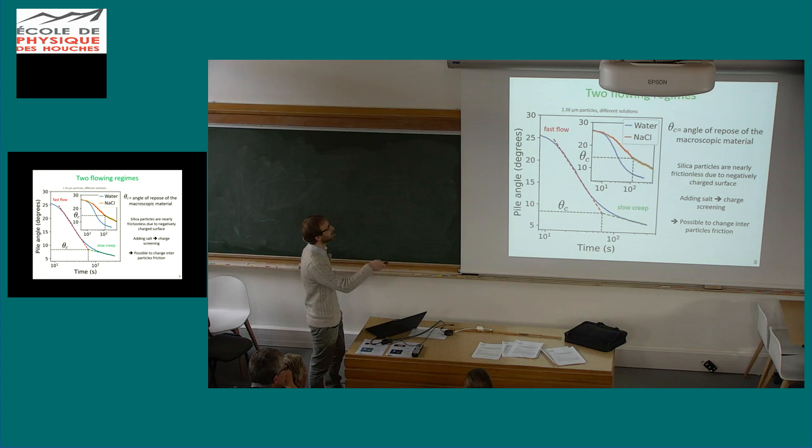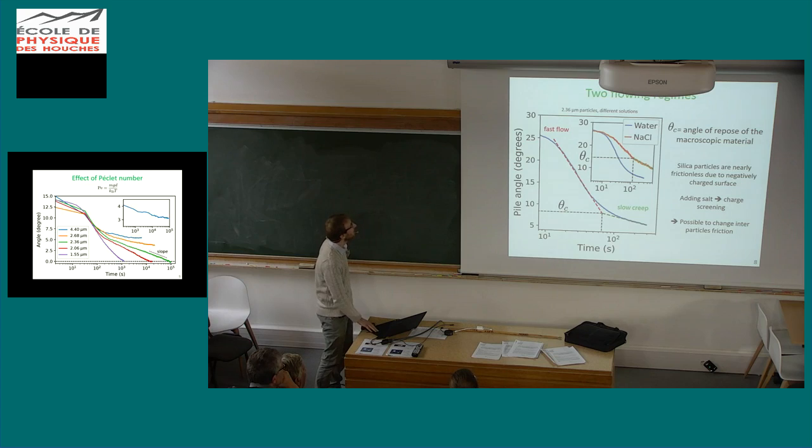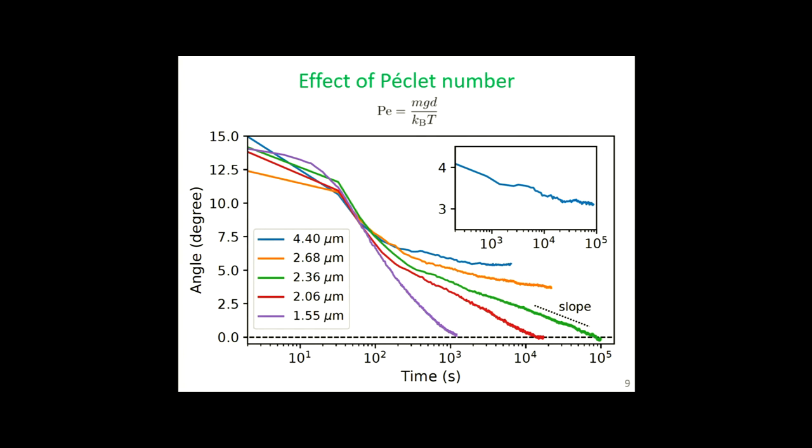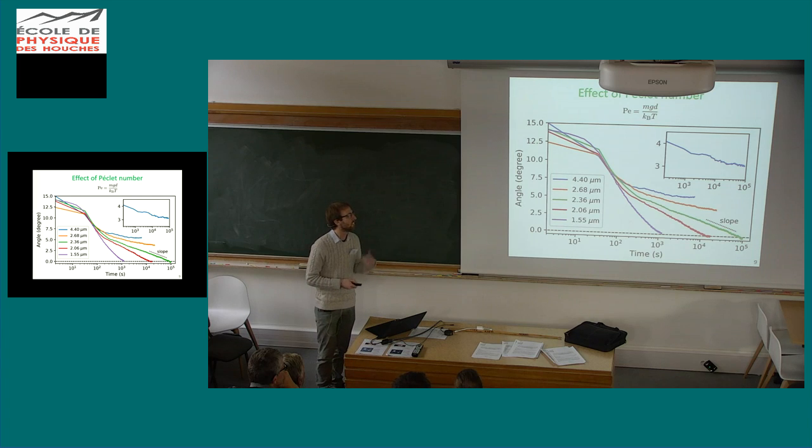So if we do that, for example, with the same particles and salt added to the solution, you see that we can still define two regimes, but the threshold is increased when we increase the friction. Okay, so I told you that we believe that the most important parameter for us is the Peclet number. So what happens when we change the Peclet number?